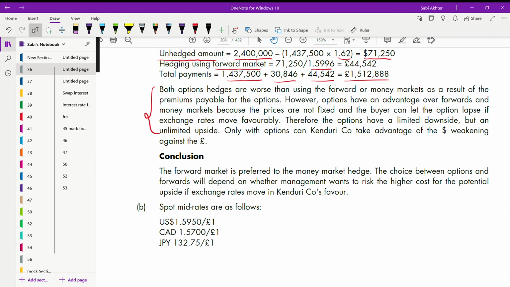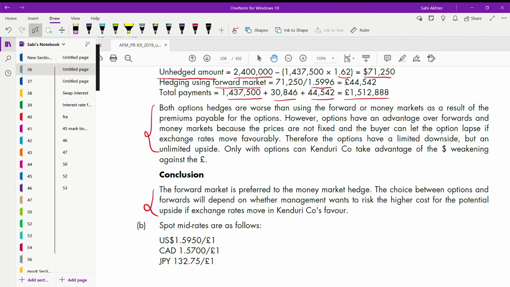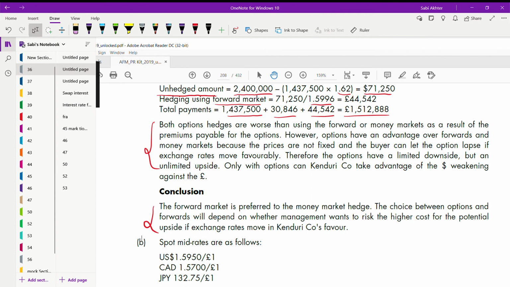If you see in conclusions, they never give a specific answer. They tell you, so how do you reach a conclusion? Simple: give the advantages and disadvantages of forward, option and money market hedge. Future is not here, sorry. See which one is giving you the lowest payment. Obviously, you will choose the one which is giving you the lowest payment, right? So compare and write your conclusions.